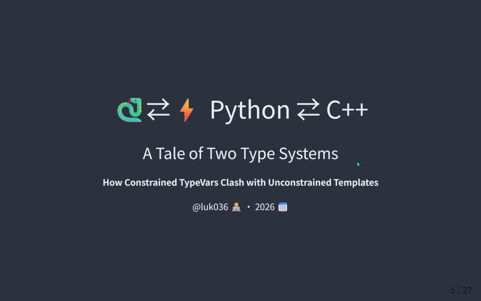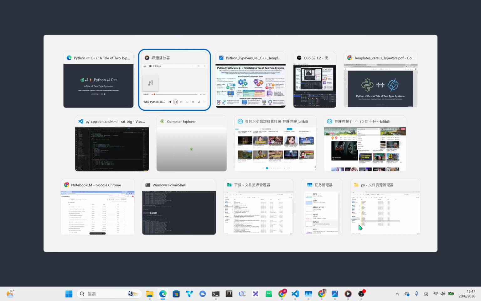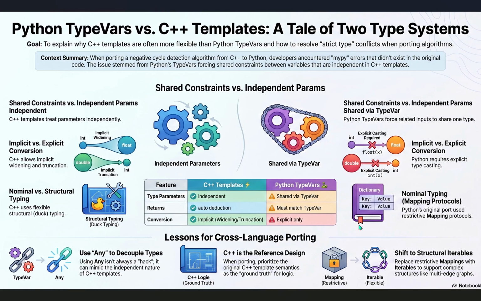Welcome to today's deep dive. We are looking at a really brilliant 2026 presentation from a developer going by the handle Look036. It's titled Python versus C++, a tale of two type systems. Yeah, and this presentation is so good because it shows how translating a single tiny algorithm from C++ into Python just completely broke down. And what's wild is that it wasn't because the math was wrong. It was because those two languages possess wildly different underlying philosophies about how the universe works.